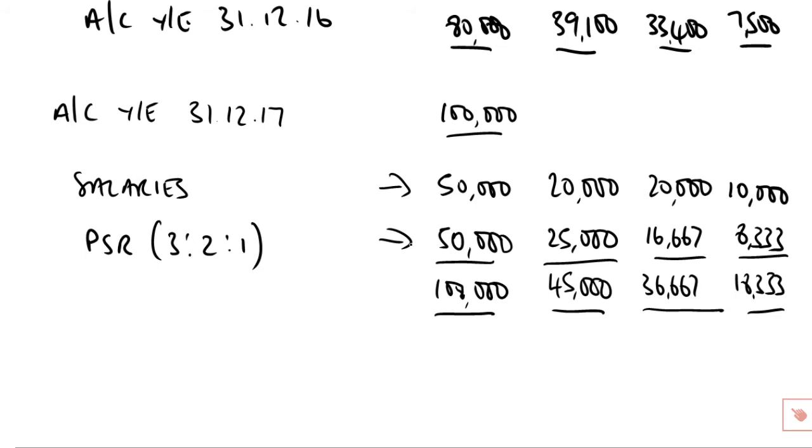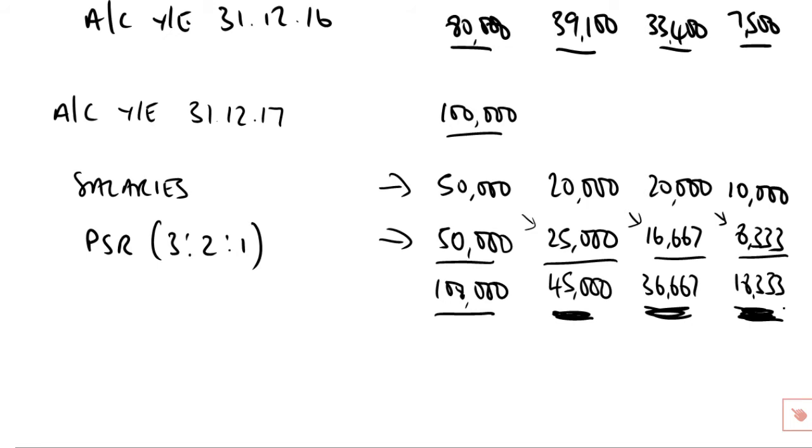So again, 3 plus 2 plus 1 is 6. 3/6 of the 50,000 is £25,000 allocated to partner A. 2/6 of the 50 is, again, as we've said before, don't necessarily expect all to be nice round numbers, 16,667, and 1/6 of the 50,000, 8,333. Add down for each partner, 45,000 for A, 36,667 so far as V is concerned, and then partner FC, 18,333.